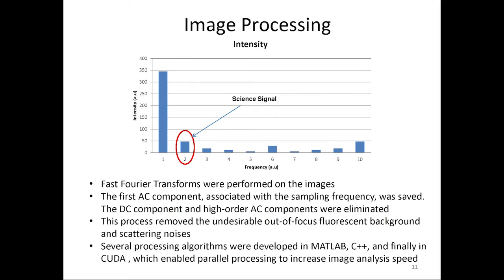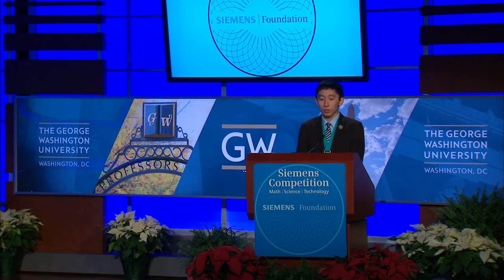For image processing, I performed fast Fourier transforms on the images at each depth. So the first AC component, which is circled in red and is associated with the sampling frequency, was saved. This is the desired signal and is what I call the sine signal in my research report. Then the DC component and high-order AC components are eliminated, which removes undesirable out-of-focus fluorescent background and scattering noises. Several processing algorithms were developed in MATLAB, C++, and finally in CUDA, which enabled parallel processing to increase image analysis speed.